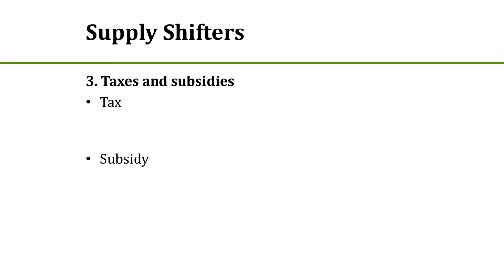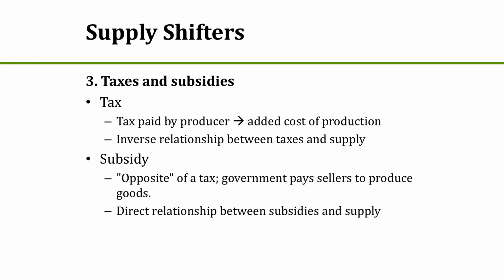Basically, when the government increases the tax, for example, from 10% to 20%, your cost structure is changing, or you have to pay more money to produce that good. So if your cost is increasing, I told you before, the supply should decrease, and it's going to shift the supply to the left. So there's an inverse relationship between the tax and supply. If the tax rate is decreasing, supply will increase, and the supply will shift to the right.